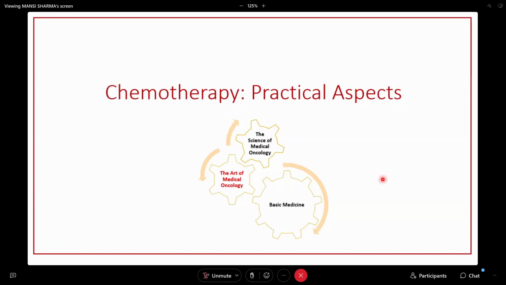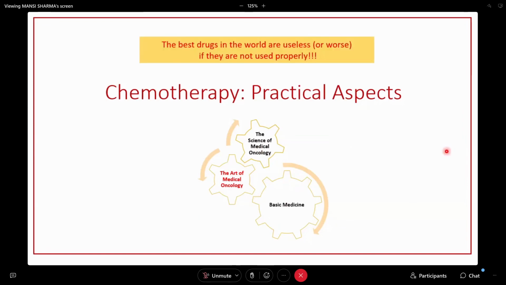And coming to the practical aspects of these drugs, this is again extremely important. As I mentioned before, you need to know your drugs very well. You need to know your patient very well. You need to know a lot of interactions very well. And this is where the art of medical oncology comes in, in conjunction with basic medicine.